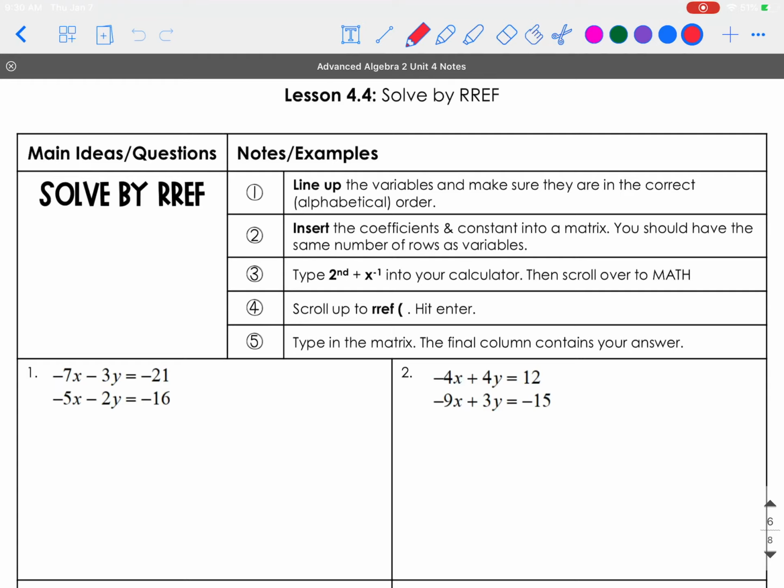So the first thing that's important is if you're going to do RREF, it has to be in the same format like you would do elimination. You don't want anything being y equals or x equals. You have to have your x's lined up first, then your y's, then equal to, and then the number. And make sure they're in that order. That's important, otherwise your answer might come out backwards.